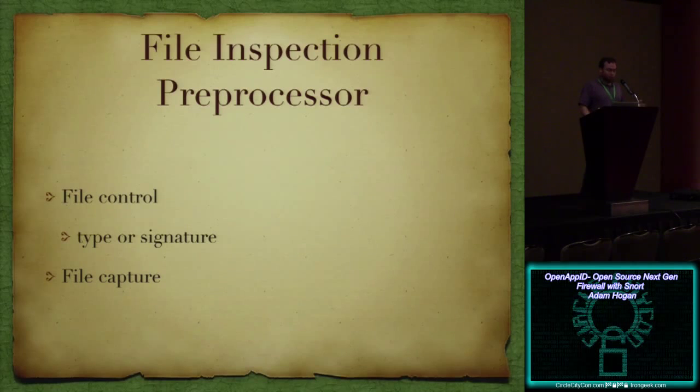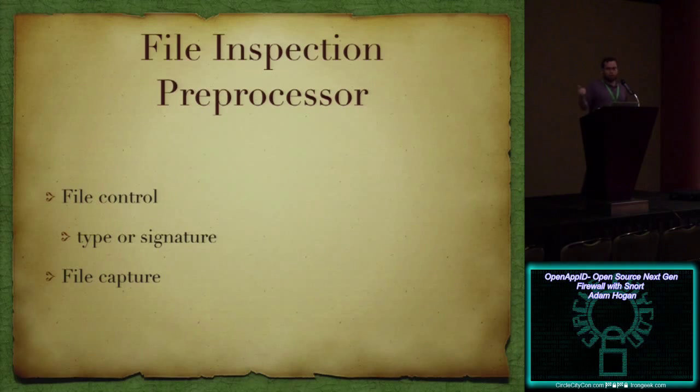So it lets you do file control. You can block files by type or by signature. If you just want to flat out say no one should be able to transfer a .jar file across the network, then let's stop that from happening. Just block that when we see it. Or if you want to block by signature, you can give a list of SHA-256s and say, if you see those files, then block it.